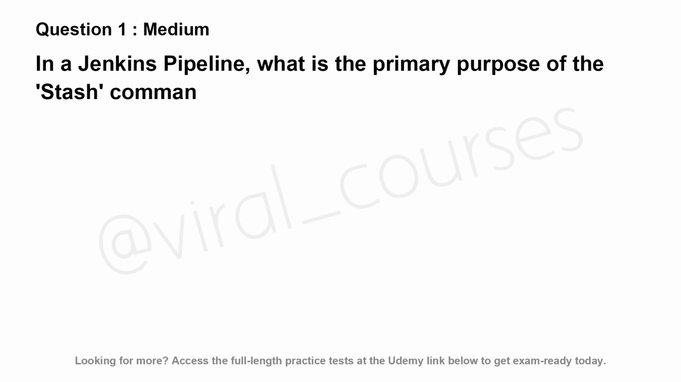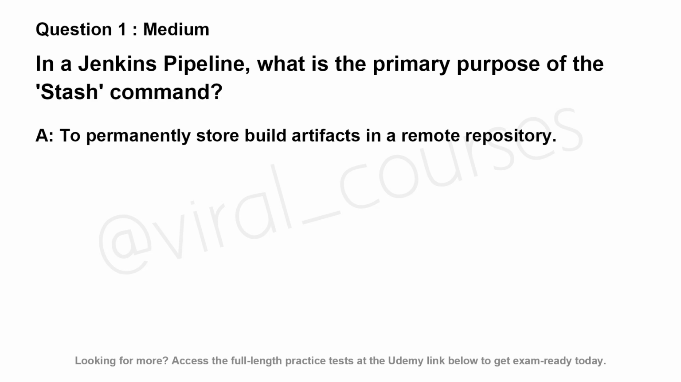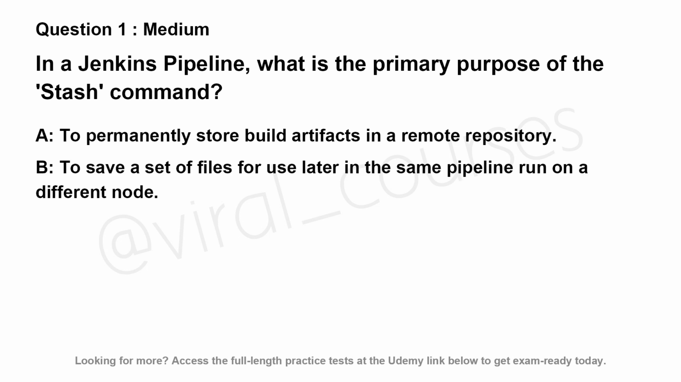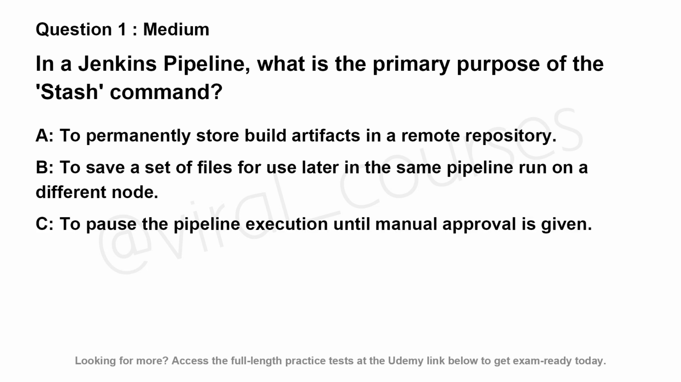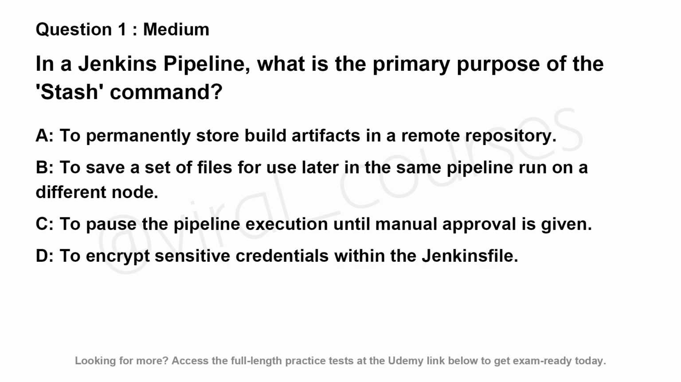In a Jenkins pipeline, what is the primary purpose of the stash command? Option A. To permanently store build artifacts in a remote repository. Option B. To save a set of files for use later in the same pipeline run on a different node. Option C. To pause the pipeline execution until manual approval is given. Option D. To encrypt sensitive credentials within the Jenkinsfile.